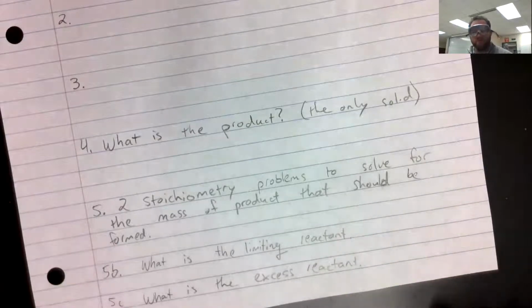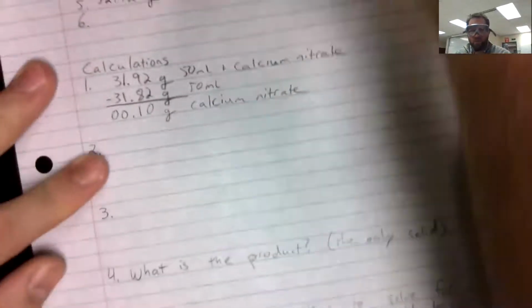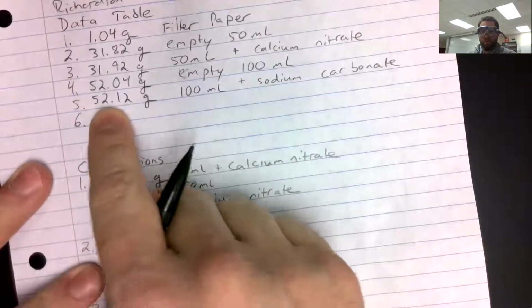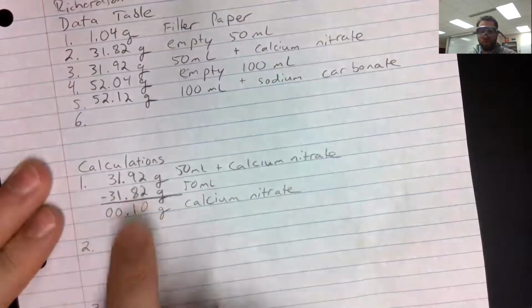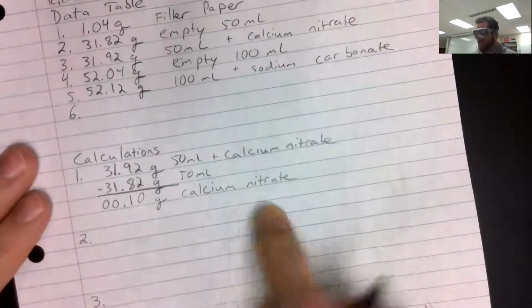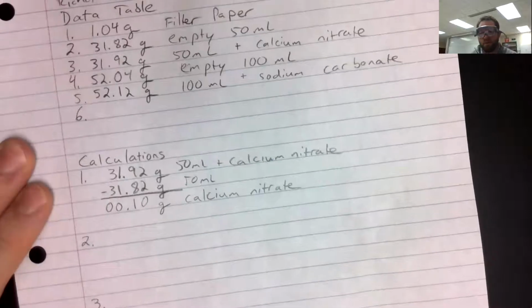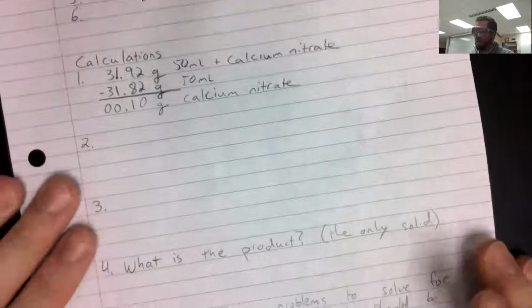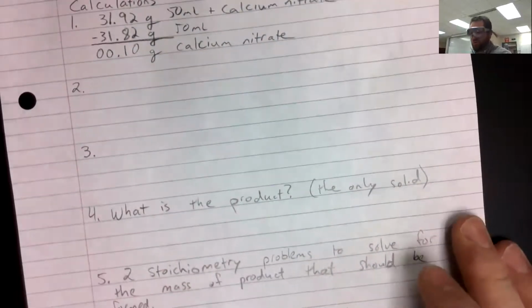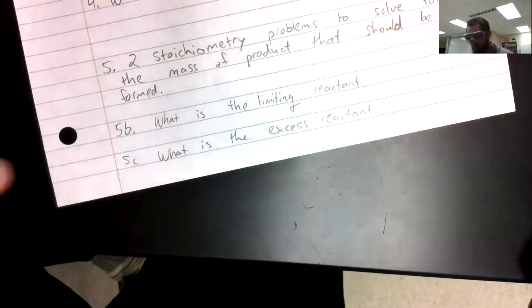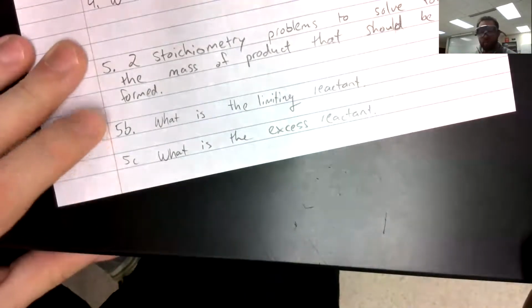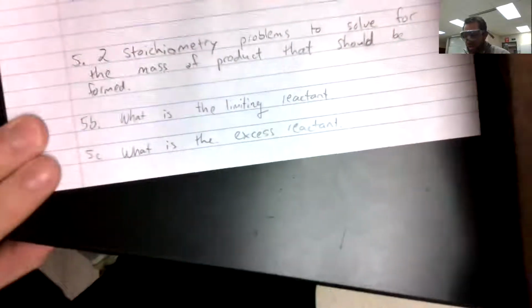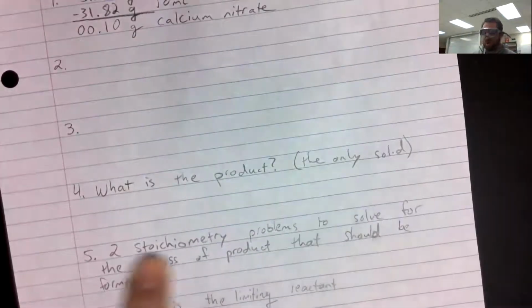So there's 5B and 5C. And of course, that's going to depend upon your values from up here, questions 1 and 2. Some of you might have calcium nitrate as your limiting reactant. Some of you might have sodium carbonate as your limiting reactant. That's absolutely all right. In fact, you should have some different values. It depends on how much you started with. You didn't start with the same of both. So which is your limiting reactant, which is your excess? And again, how much product should have formed?